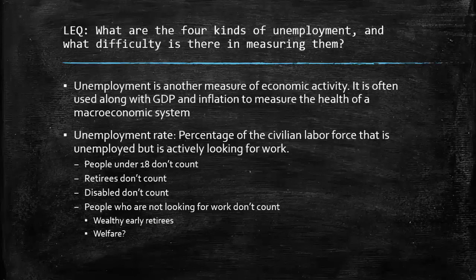So you often hear people reference the unemployment rate, and that is the percentage of the civilian labor force that is unemployed but is actively looking for work. So that's the key deal. So a child would not be counted in unemployment statistics. Retirees would not be counted in unemployment statistics. People who are on disability leave are not counted in unemployment statistics because they're not actively seeking work.